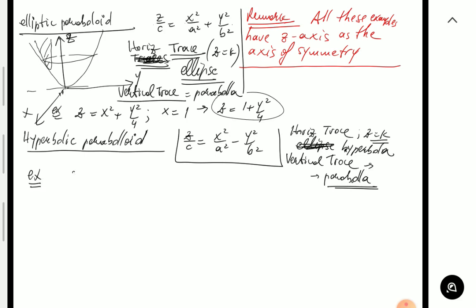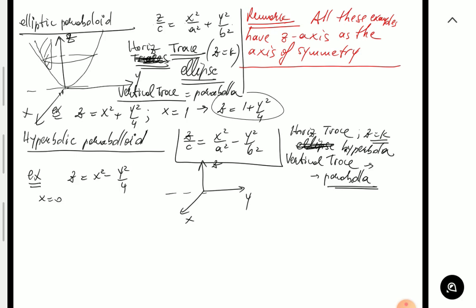let's say z equals x squared minus y squared over 4. And let's look at, let's see, I'm going to sketch it here. Let's say this is x and y and this is z. So let's say we look at the vertical trace. One of them is up and up, or the other one up and down, right? Let's say I'm looking at x equals 0.